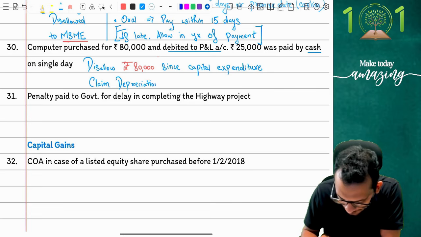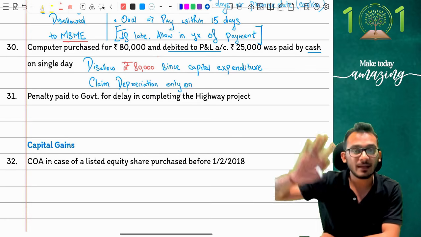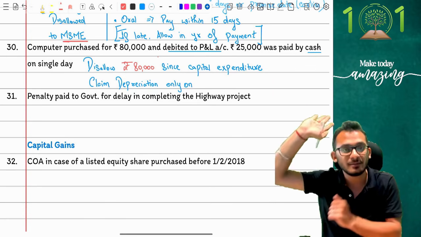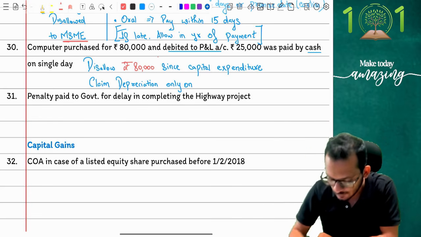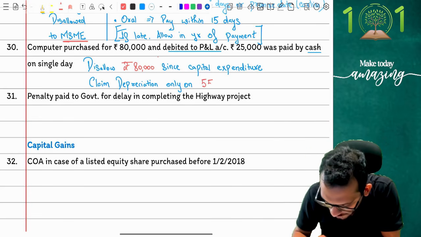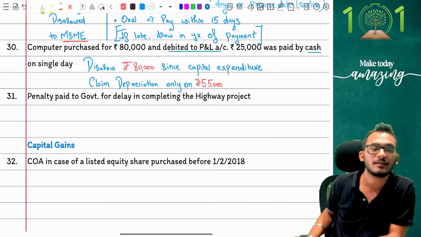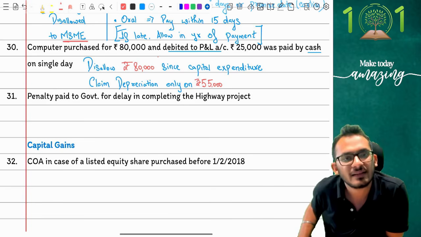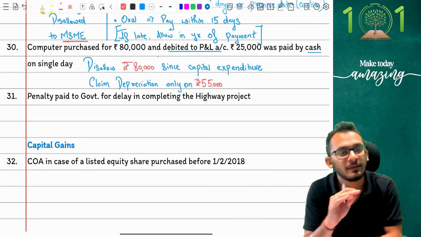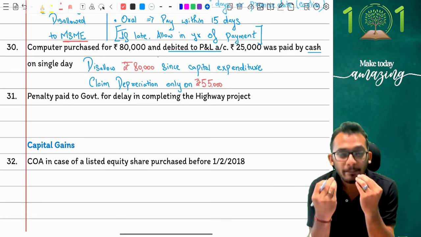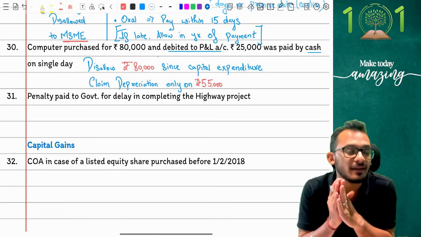I am going to claim depreciation only on what, people? I cannot claim depreciation on 25,000 rupees because that has been paid in cash. Remove the 25,000 rupees and I can only claim depreciation on 55,000 rupees. That's the answer. Are we clear on this part? This is the understanding, people, which you have to have in examinations. Basic accounting understanding will make you go a long way.